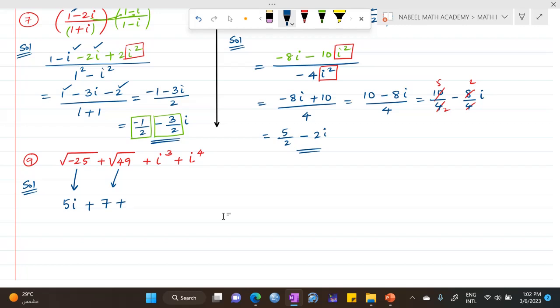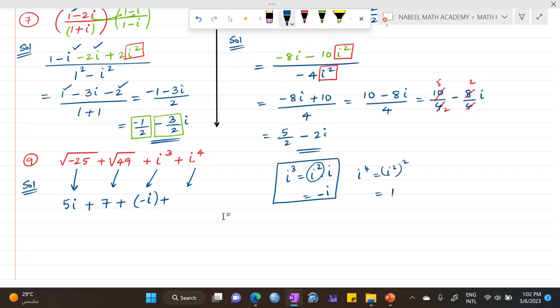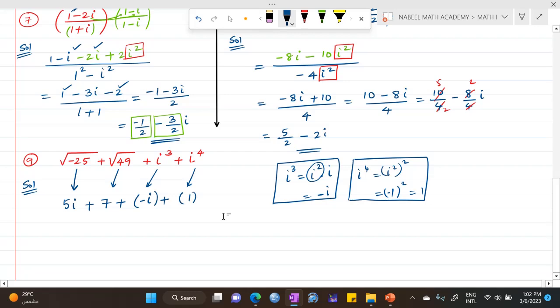Now plus, what about the i power 3? How will you calculate i power 3? As I discussed before, I can split as i into i square. So the i square value is equal to minus 1. Therefore, i cube is minus i. So I write it minus i. And what about the i power 4? So i power 4 we have already calculated, i square into whole square, which is minus 1 whole square, which is equal to 1. So i power 4 is equal to 1. So I substitute 1 here.